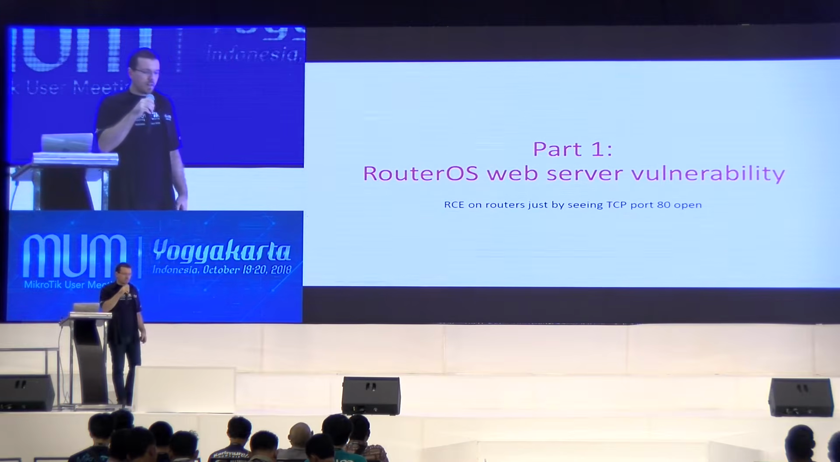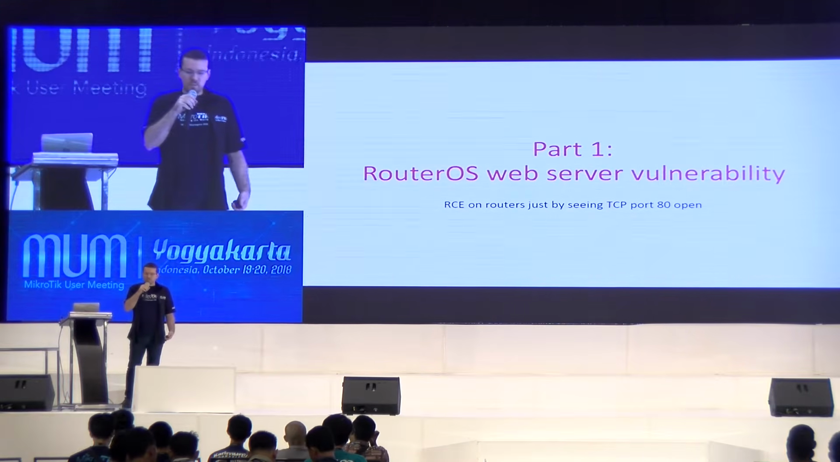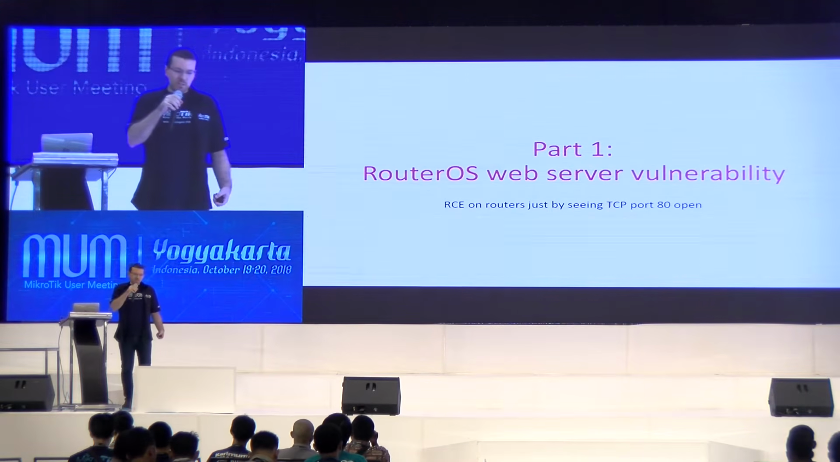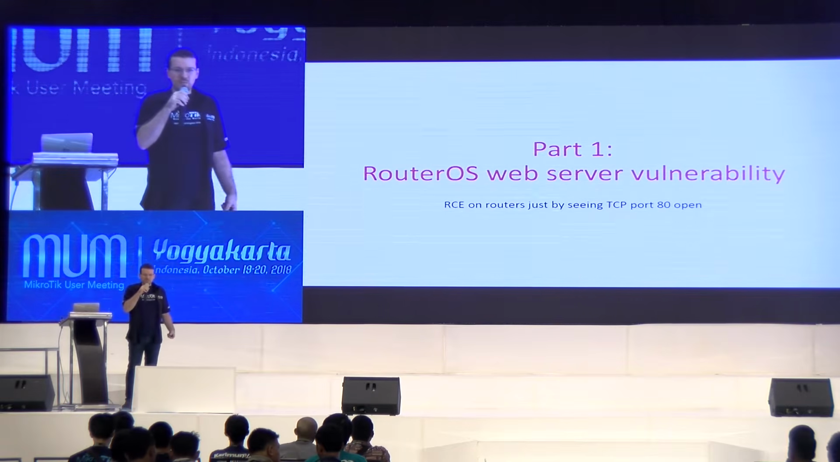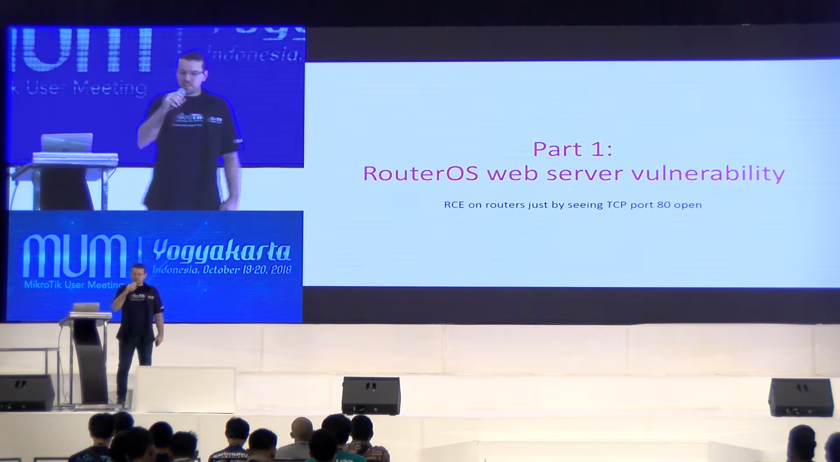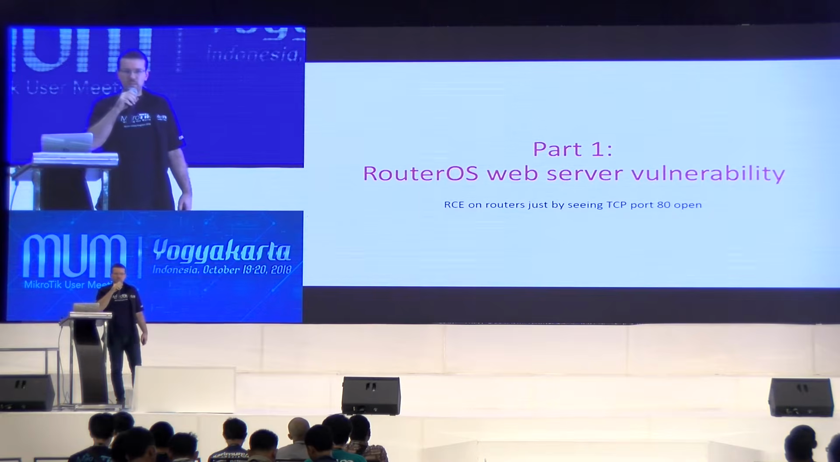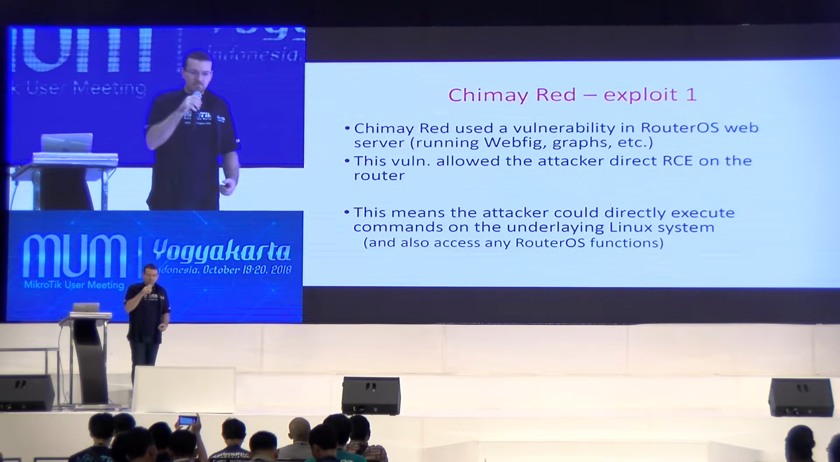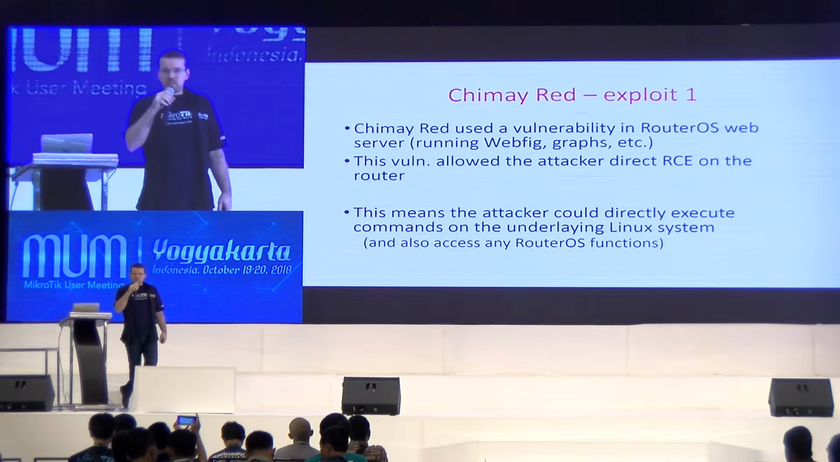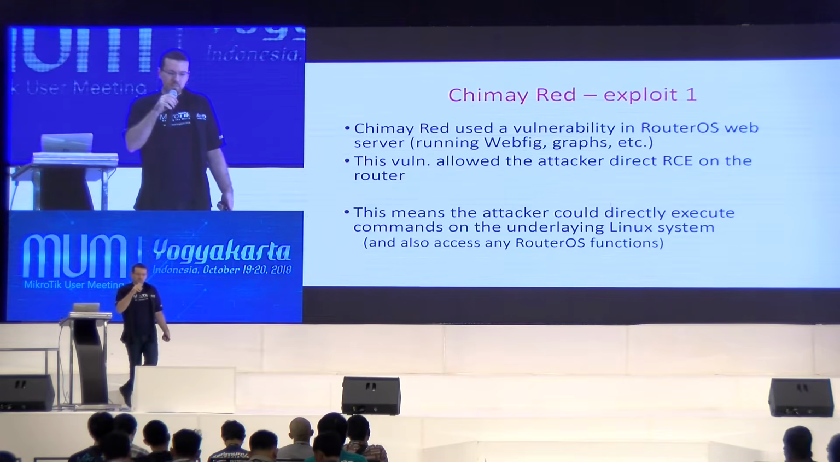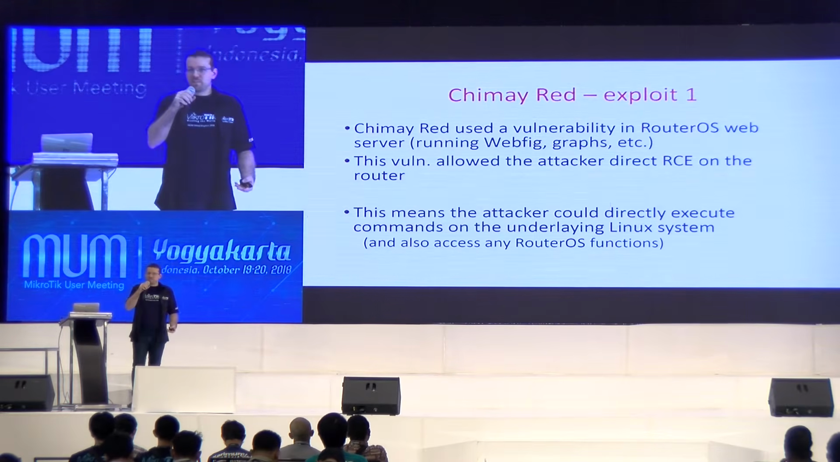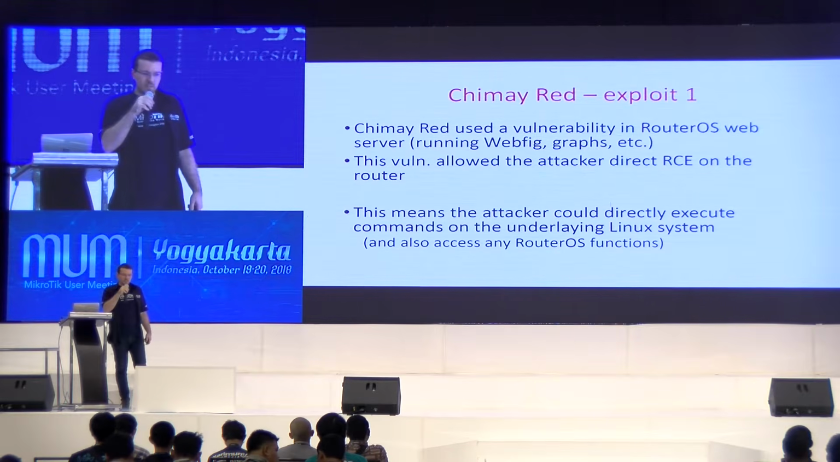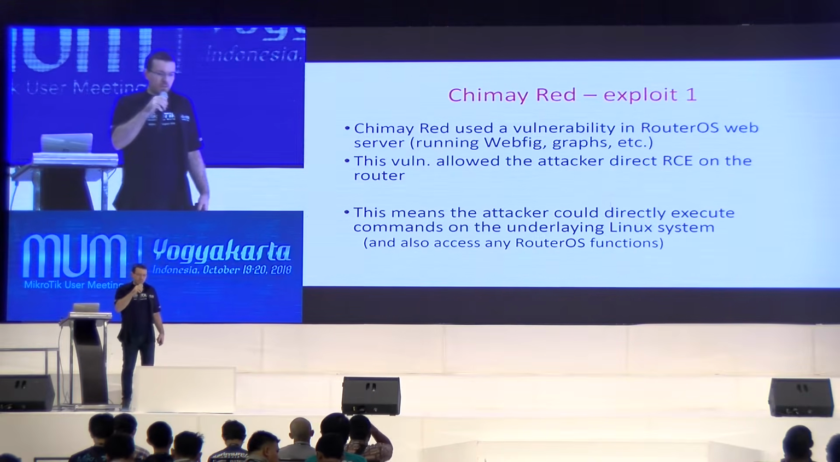So, let's talk about how these vulnerabilities, which became public, were used by hackers and attackers across the internet. First of all, we have the RouterOS web server vulnerability, which allowed remote code execution to anyone simply by seeing TCP port 80 open on a Mikrotik RouterOS device. The web server in Mikrotik, which Mikrotik uses for WebFig, for graphs, for anything when you connect to port 80 on a Mikrotik device, had the vulnerability which allowed RCE.